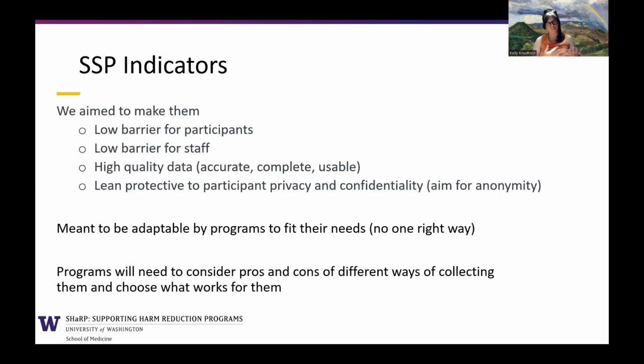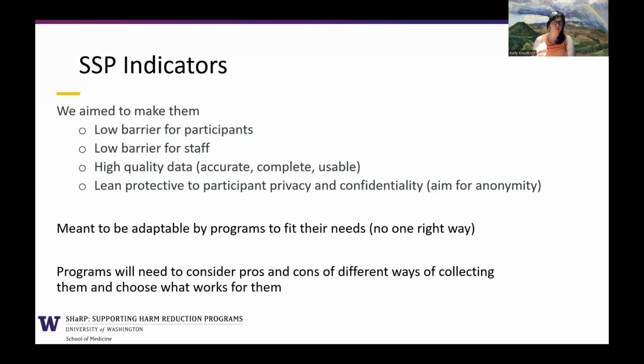When we went through this process of creating the indicators, we had some goals, and they were to make them low barrier for participants and low barrier for staff, while also aiming for a high quality of data, so accurate, complete, and usable. And we really leaned hard towards being protective of participant privacy and confidentiality and anonymity if possible.